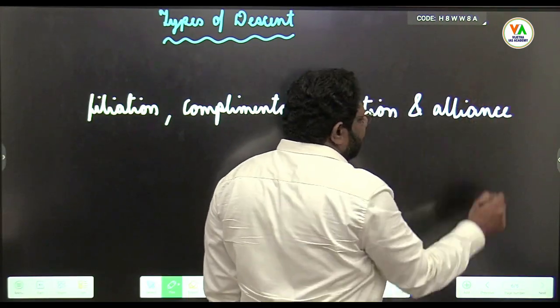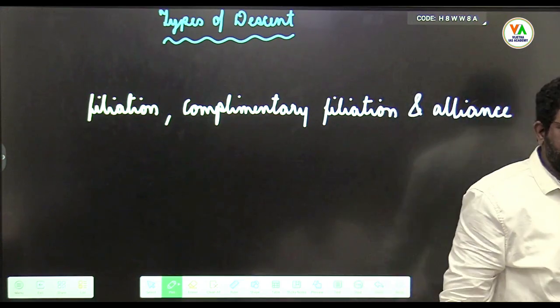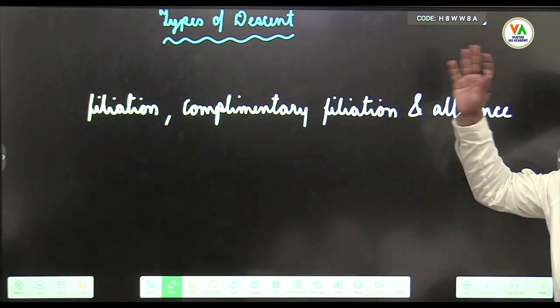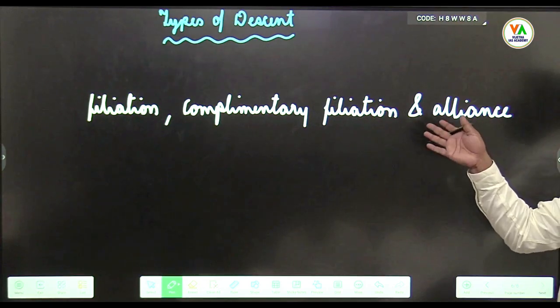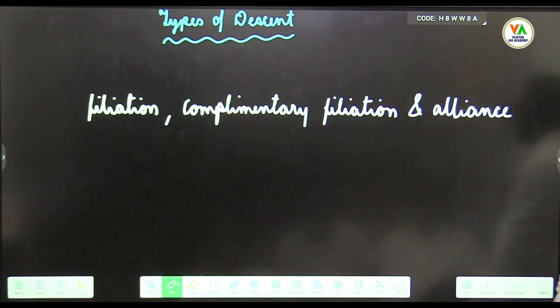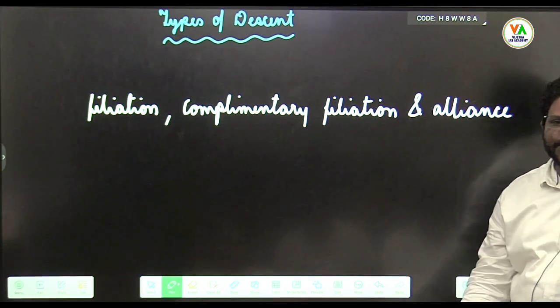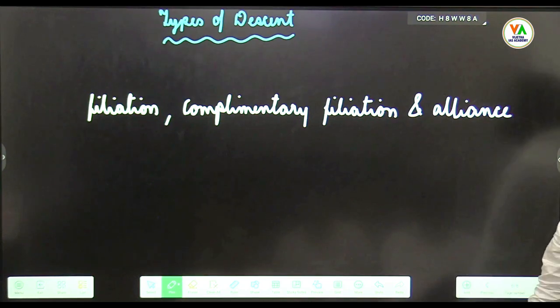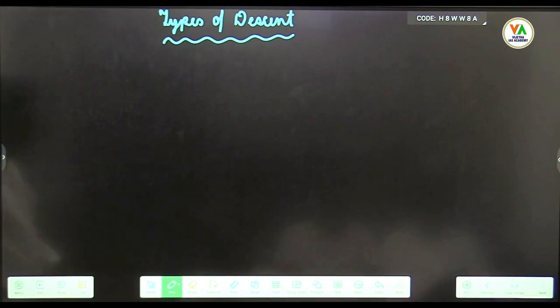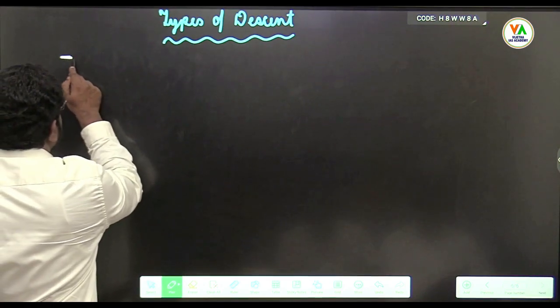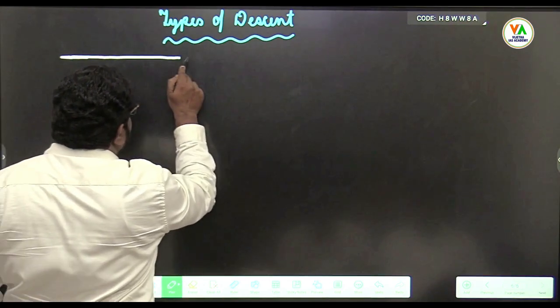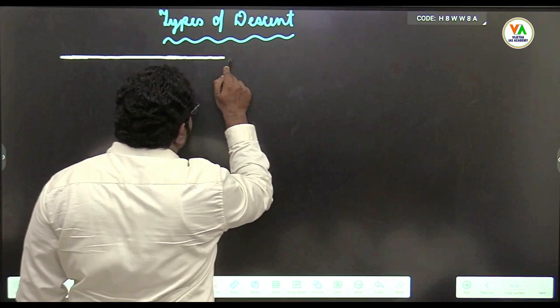Alliance is here related to marital links. Filiation is relation to your parents, either both or one. The other would be complementary filiation. This is a separate topic which we will discuss most probably tomorrow or day after tomorrow. You get my point? So principles and types of descent, you can take this chart, you can draw along with me.